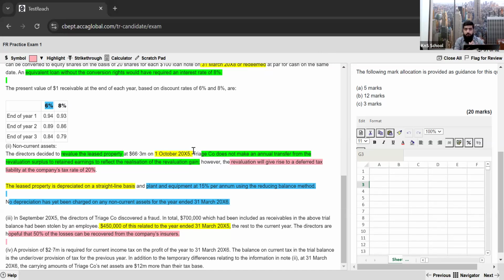Remember, if it would be probable, if it would be certain, if it would be virtually certain, if there would be more chances, the directors would be confident. These are the terminologies that make you sure that yes, there are high chances for the recovery of that loss. Here it says that directors are hopeful, which means there are fewer chances of recovery. Whenever there are high chances for the recovery, remember, the examiner will give you a hint. The examiner will give you some sort of wording.